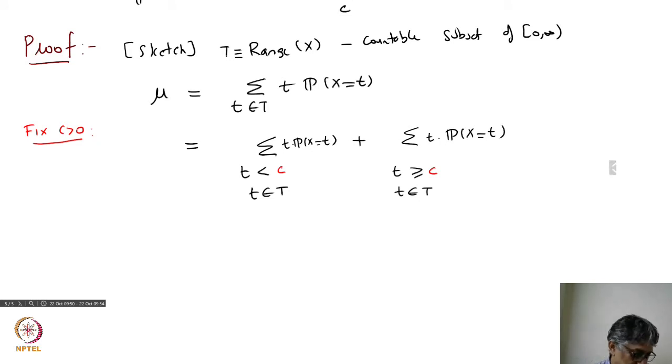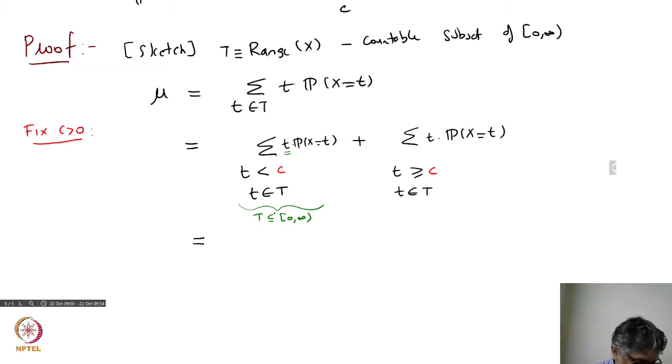Once I have this, again this is a formal computation; you have to make it rigorous. In the first sum, all the t are less than c. In the second one, all the t are at least c. And I know the range is contained in 0 to infinity.